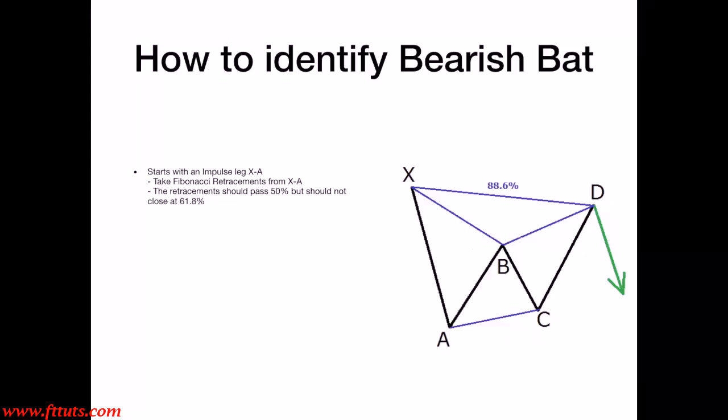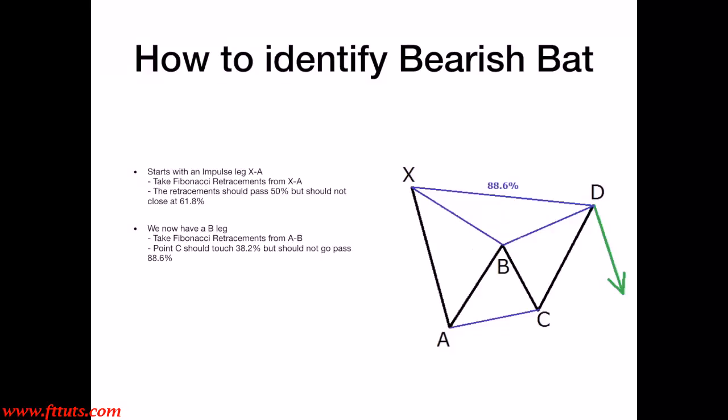It's a bearish market, meaning that the impulsive move is to the downside. You take X up until A: X is going to be your 100%, A is going to be your 0%, and then the B leg should go past 50% but should not go past 61.8. We now have the B leg, and then take the Fibonacci retracement from A to B.